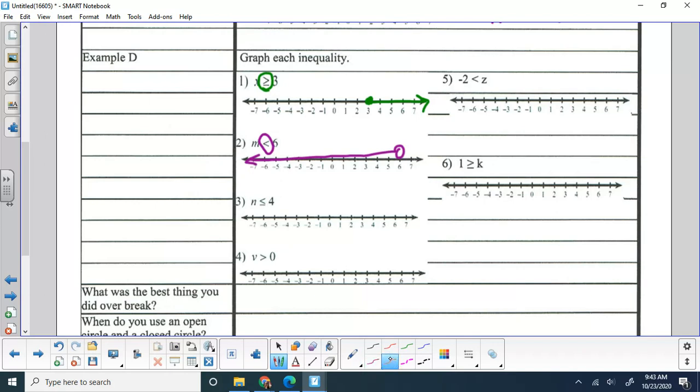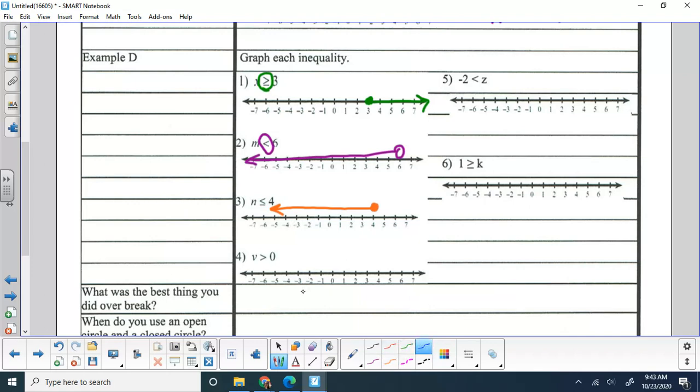All right, go ahead and think, are you going to use an open or closed circle for the next one? All right, hopefully you said you were going to use a closed circle because it is "or equal to." And then this is all the numbers that are smaller than it again. So we're going to go ahead and draw the arrow going to the left.